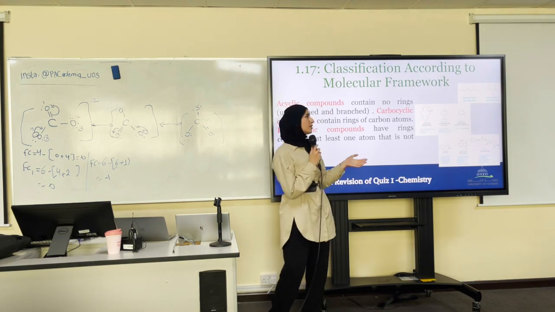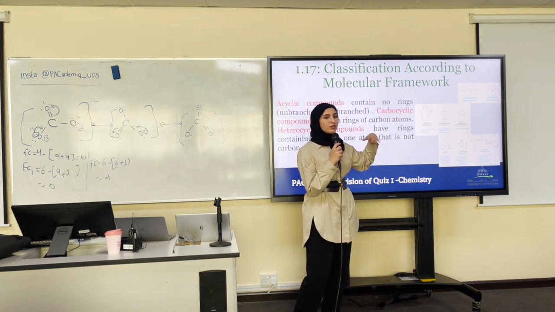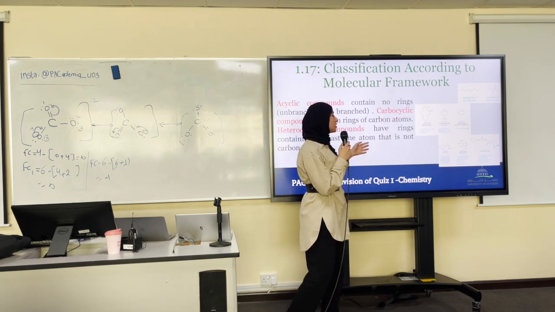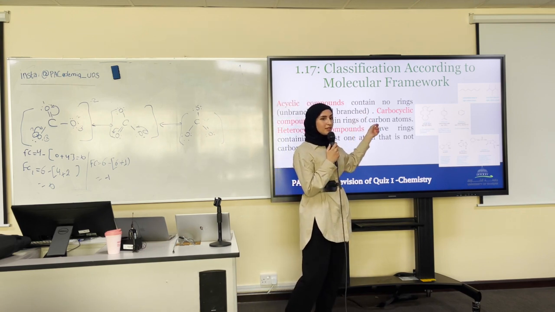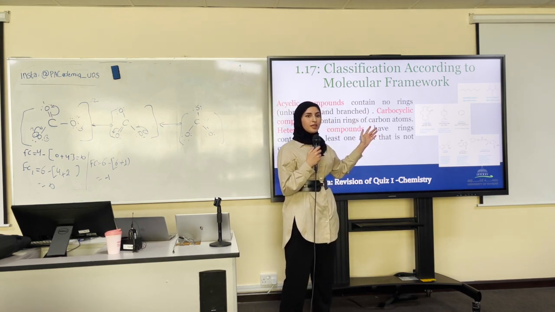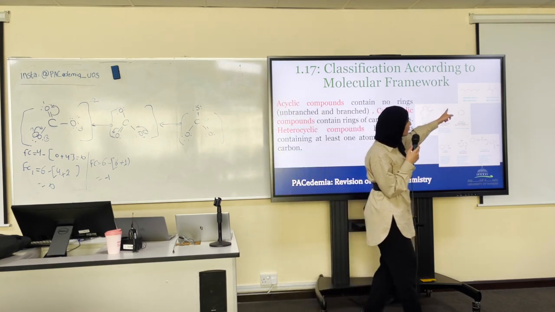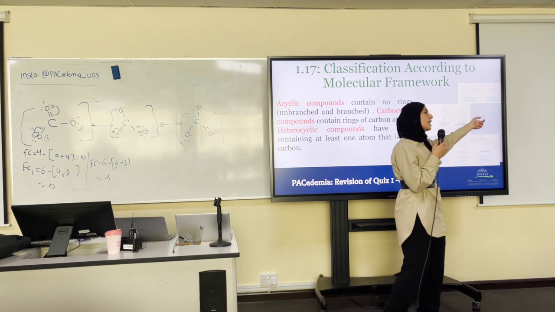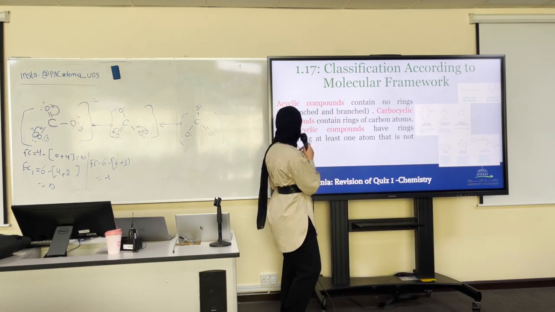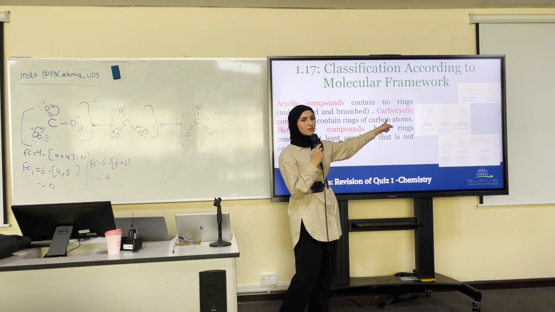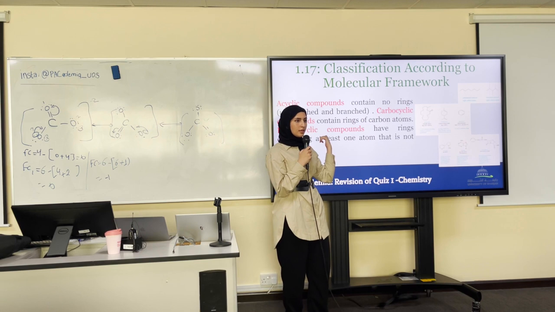Okay, so classification according to molecular framework. You don't have to memorize any examples. So the acyclic compounds are what? They're not cyclic. They don't form any cycles. So this is an example of acyclic compounds. And then we have cyclic compounds. They can be either heterocyclic or carbocyclic. What is the difference between carbocyclic and heterocyclic?